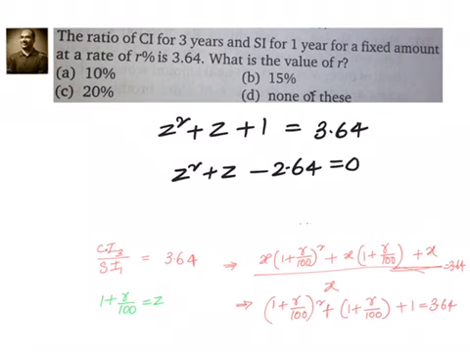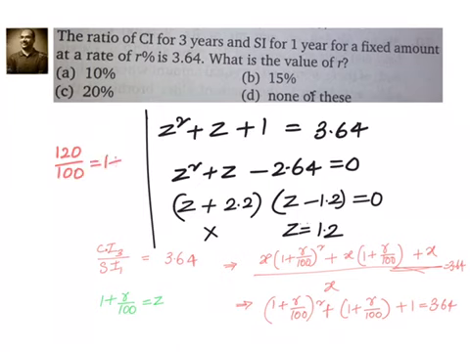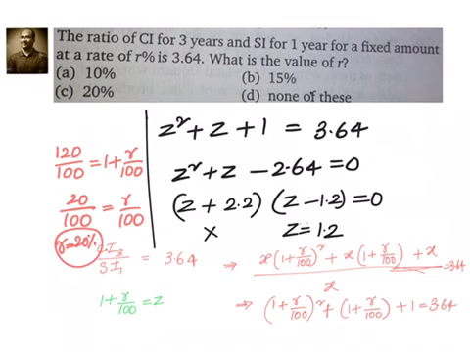Now we have to split the middle term. We can write it as Z plus 2.2 into Z minus 1.2 equal to 0. Z cannot be negative, so that means Z equal to 1.2. Now let's write down what is the meaning of that. 1.2 is 120 by 100, is equal to, substituting back, 1 plus R by 100. Simplify this, you will get 20 by 100 equal to R by 100, or we get R equal to 20%. Now the correct option here is 20%.